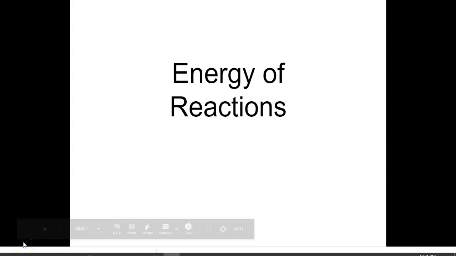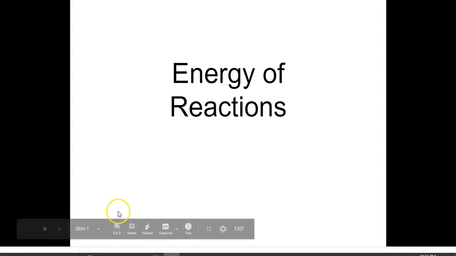So in this unit, what we're looking at is how in a reaction sometimes we can create heat or we can lose heat. And so that's what we're looking at. And so the first thing we need to understand is the energy that's going on in a reaction.